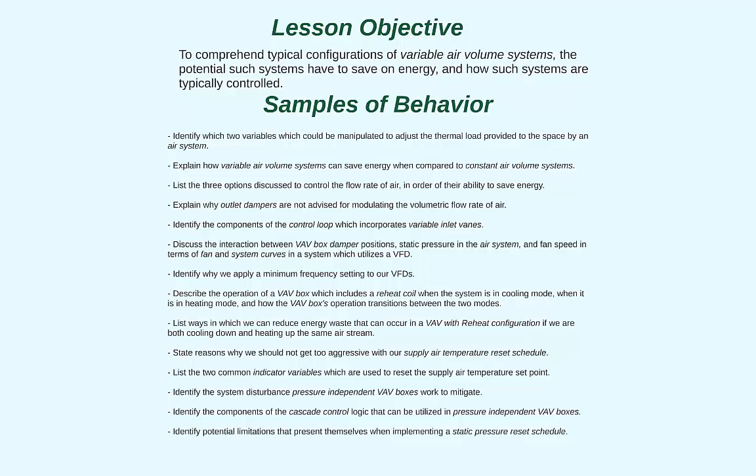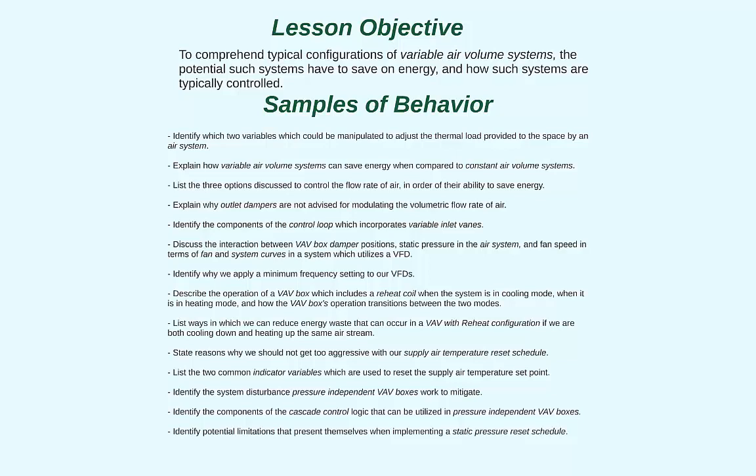List the three options discussed in this lesson to control for the flow rate of air in the order of their ability to save on energy. Explain why outlet dampers are not advised for modulating the volumetric flow rate of air. Identify the components of the control loop, which incorporates variable inlet vanes. Discuss the interaction between VAV box damper positions, static pressure in the air system, and fan speed in terms of fan and system curves in a system which utilizes a VFD.